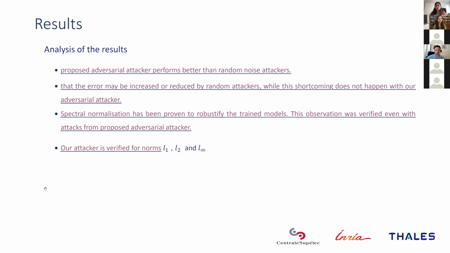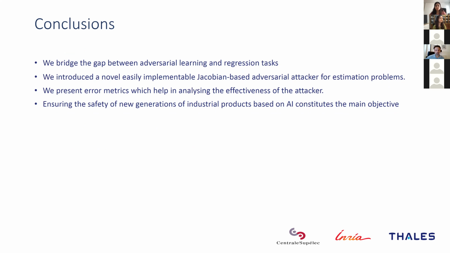Since we're talking about regression problems, L1, L2, and L infinity are the most used norms on input and output, and all of these are used in different kinds of applications. We have shown that our attacker works for all of these three norms. Next. So again, the conclusion is that we try to bridge a gap between adversarial machine learning, regression tasks, and tabular data. It is a very easily implementable Jacobian-based adversarial attacker. Thus it will help us explain AI more for safety engineers to define tasks and make the system more robust. So yeah, thank you.